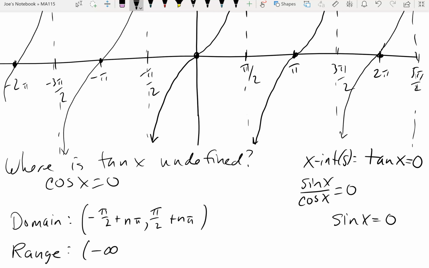Yeah, it goes as far down as you'd ever want and as far up as you'd ever want because of those vertical asymptotes, right? We have x-intercepts. Those were the multiples of pi, right? Just like sine.